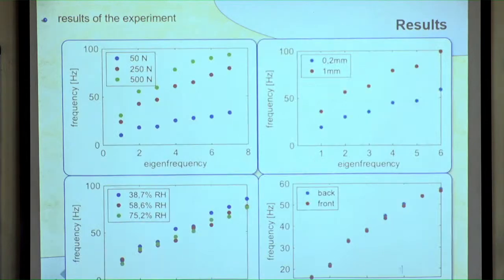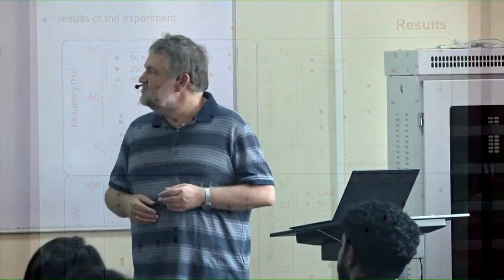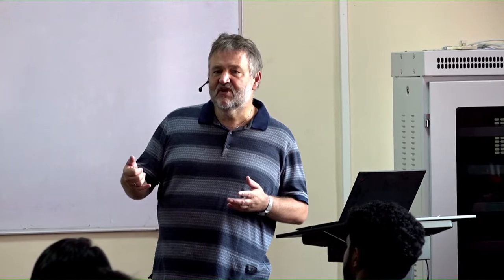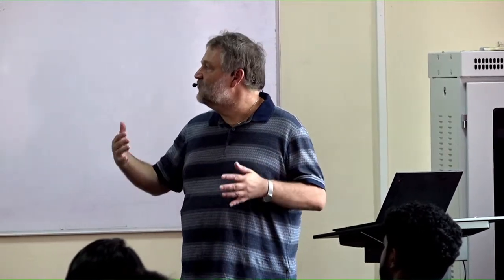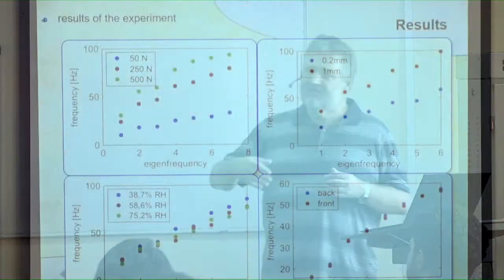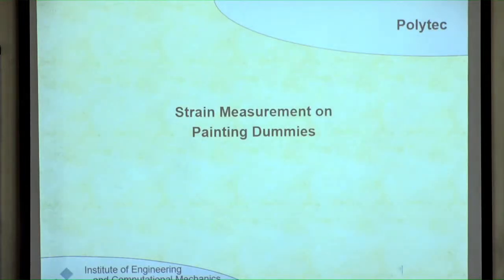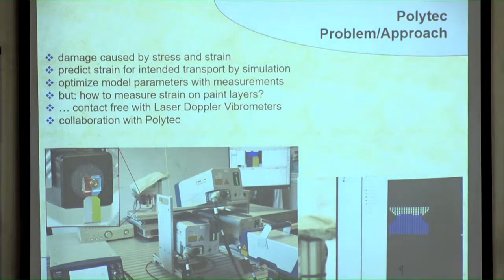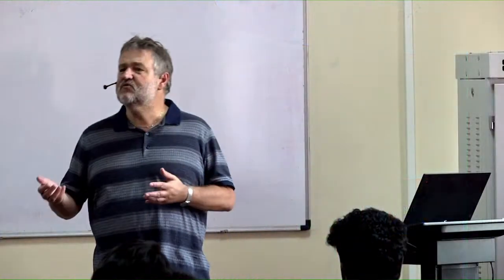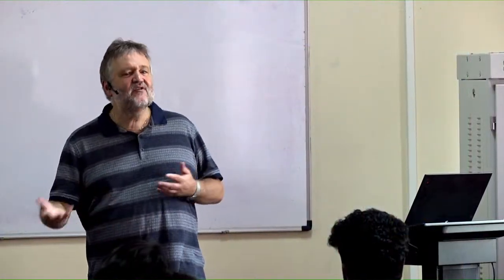I do not want to go into details. For example, you do measurements by changing the humidity in this measurement chamber and see whether the accelerations are changing or not. Is the front and the back side of the painting the same? Many things can be done here. Then there was an idea. I already told you stresses and strains are difficult because they can cause damage. So can we find out stresses and strains on a painting, again, without touching it?